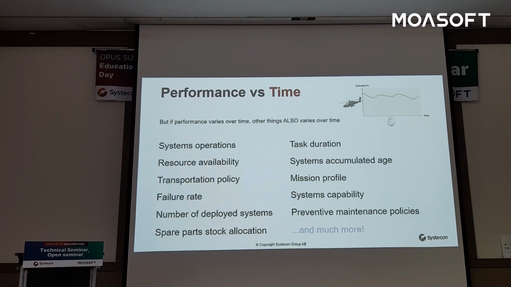Same thing for a lot of other things in the model, like availability of resources and how we transport stuff. The failure rates can actually change over time as well, as can how many systems are deployed, how long it takes to perform the tasks, and so on. So there are many things that can change when we build a simulation model.